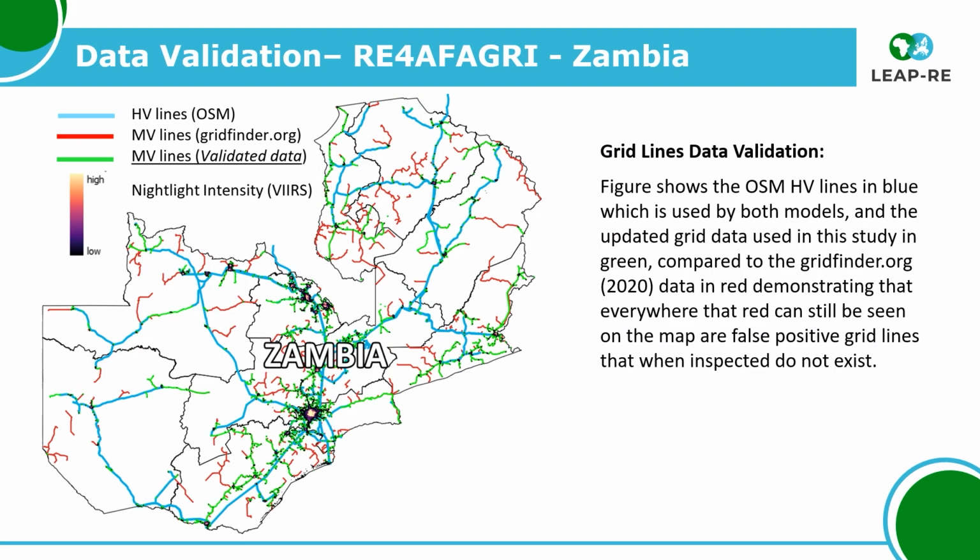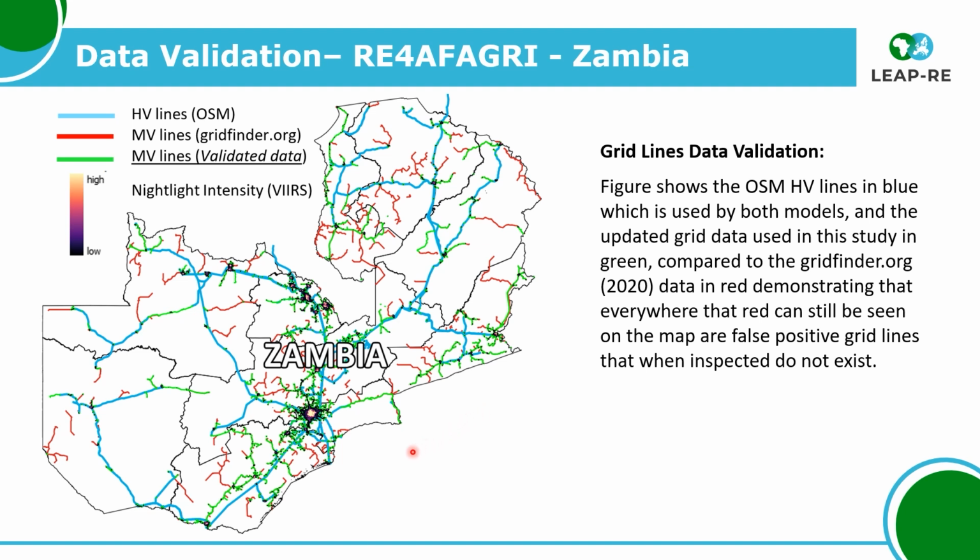Additionally, we've done work to try and validate and improve the grid data for both high voltage and medium voltage lines. Here we've used a combination of different sources as well as maps from utilities and visual inspection using satellite information.